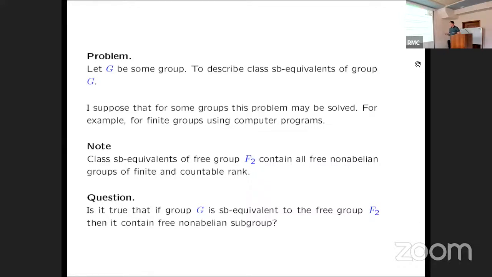Note that the class of SB equivalents of the free group F2 of rank 2 contains all free non-abelian groups of finite and countable rank. And the next question: is it true that if a group G is SB equivalent to the free group F2, then it contains free non-abelian subgroups? In other words, if you start from the free group of rank 2, after some steps can we obtain a group without free non-abelian subgroups?